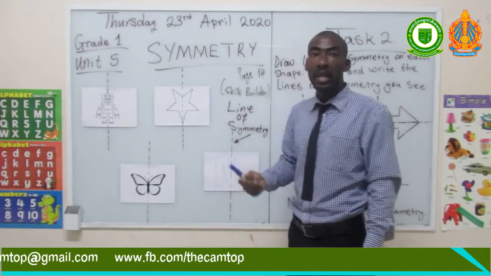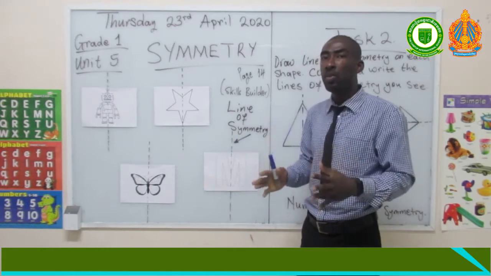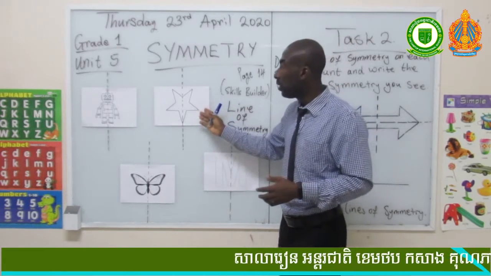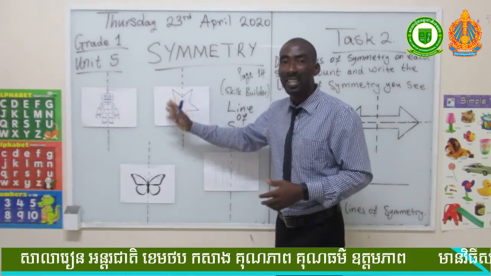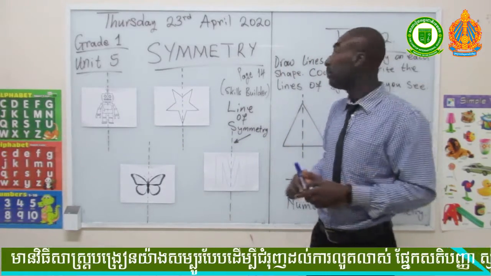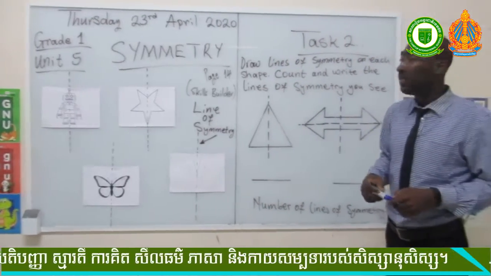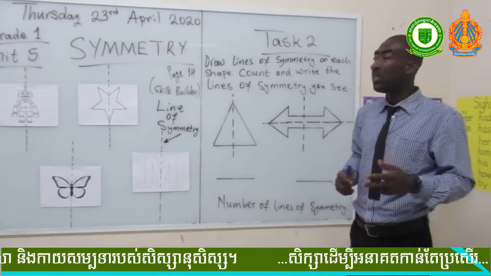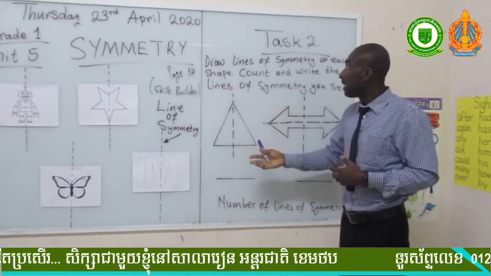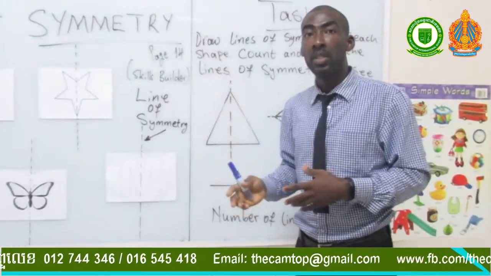So in short, a line of symmetry is a line that divides shapes into two equal designs or two equal sides. The design you see on the left should be the same as the design that you see on the right. Okay, so that is line of symmetry. On this video, we will do our second activity, which is our second task on our lesson symmetry. Unlike the first task, you are supposed to draw your image and then put a line of symmetry on it.